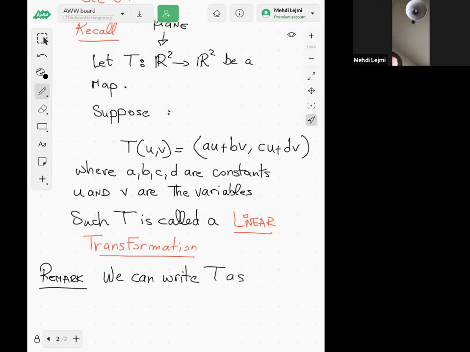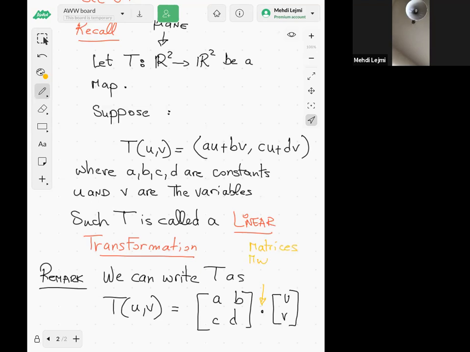So T of UV can be written as a matrix. In the first row you have A B, in the second row we have C D, times the column with the coordinates U V. So this is a matrix multiplication, right?